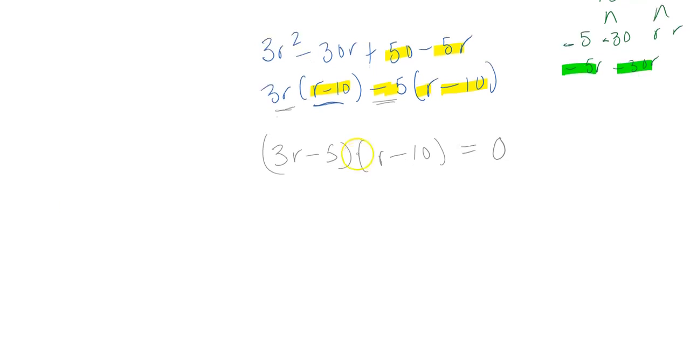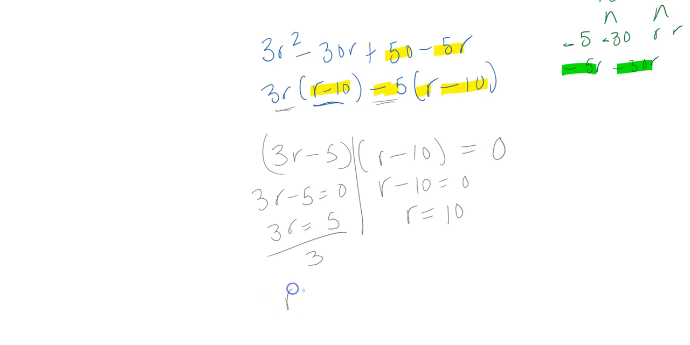Set it equal to 0 and solve using zero product property. r minus 10 equals 0. Therefore, r equals 10. 3r minus 5 equals 0. 3r equals 5. Divided by 3, r equals 5/3, or r equals 10.